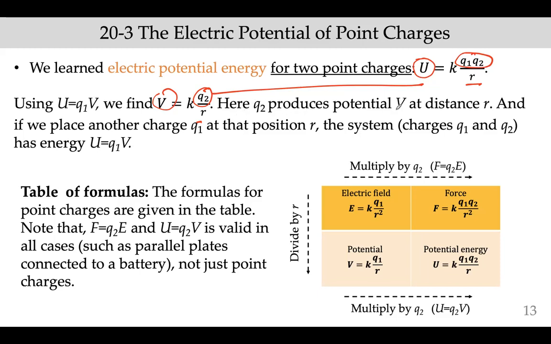So here Q2 produces potential V at distance R. Again, this is Q2. It produces potential at this point. So this distance is R. And if you place another charge Q1 here, now you don't have to know about Q2 anymore, because once you know the potential at this point, yes, it's produced by Q2, but as long as you know the potential, you don't have to know about Q2. Once you have the potential and the charge placed in that potential, by using this formula, you can find the energy of this particle.